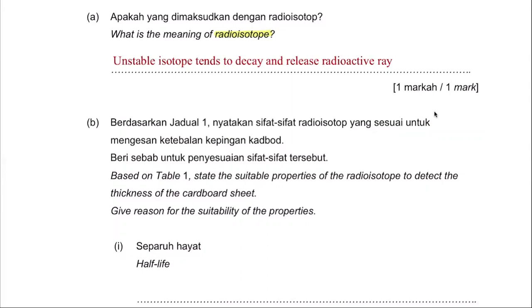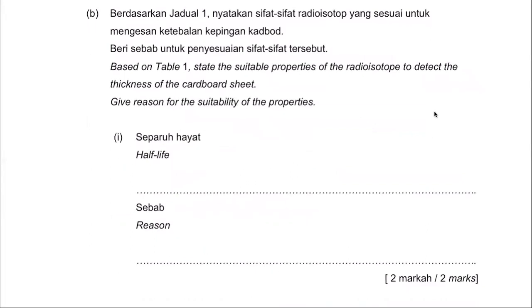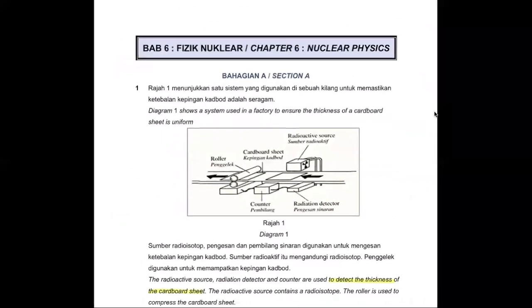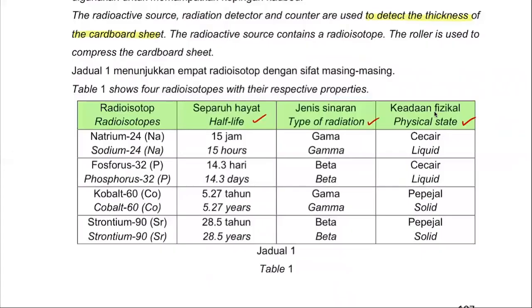Based on Table 1, state the suitable properties of the radioisotope to detect the thickness of the cardboard sheet. Give reason for the suitability of the properties. So firstly, half-life. If we refer back to Table 1, it is given in numbers, okay? It is given in numbers, but in your answers, you cannot write the numbers as your answers. You should write either long half-life or short half-life.